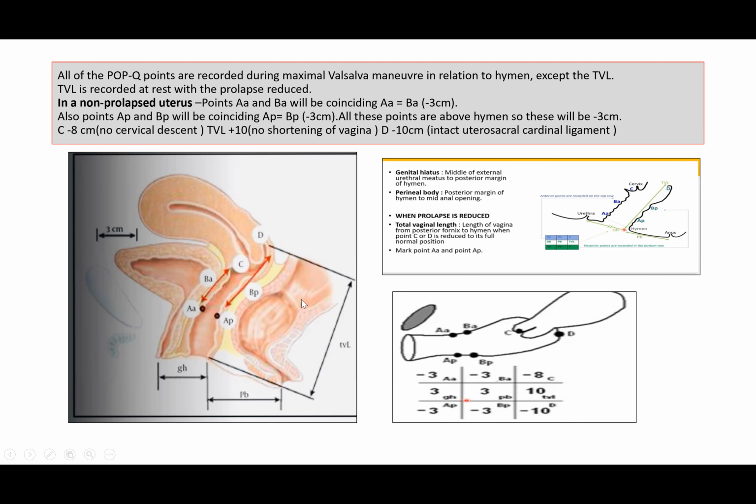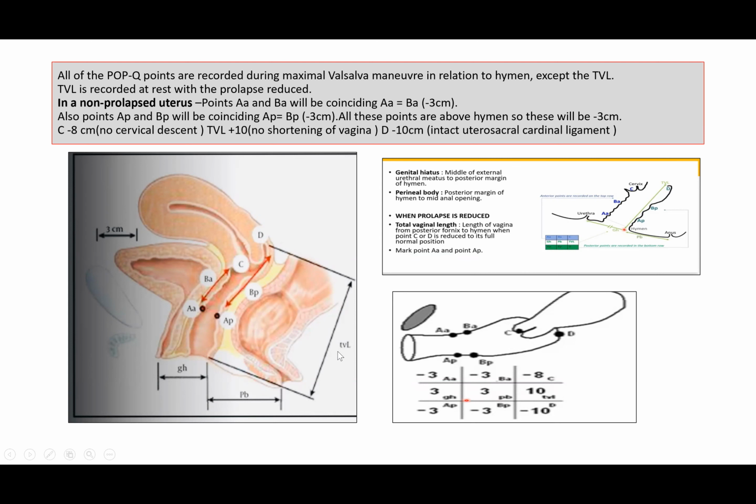Now, coming to the middle row, how we measure the genital hiatus. Suppose this is the external urethral meatus, and this is the hymen. The genital hiatus is measured from the middle of the external urethral meatus to the posterior margin of the hymen. This one is the genital hiatus. Then what about the perineal body? This is the distance between the posterior margin of the hymen to the mid-anal opening. This is the mid-anal opening here.